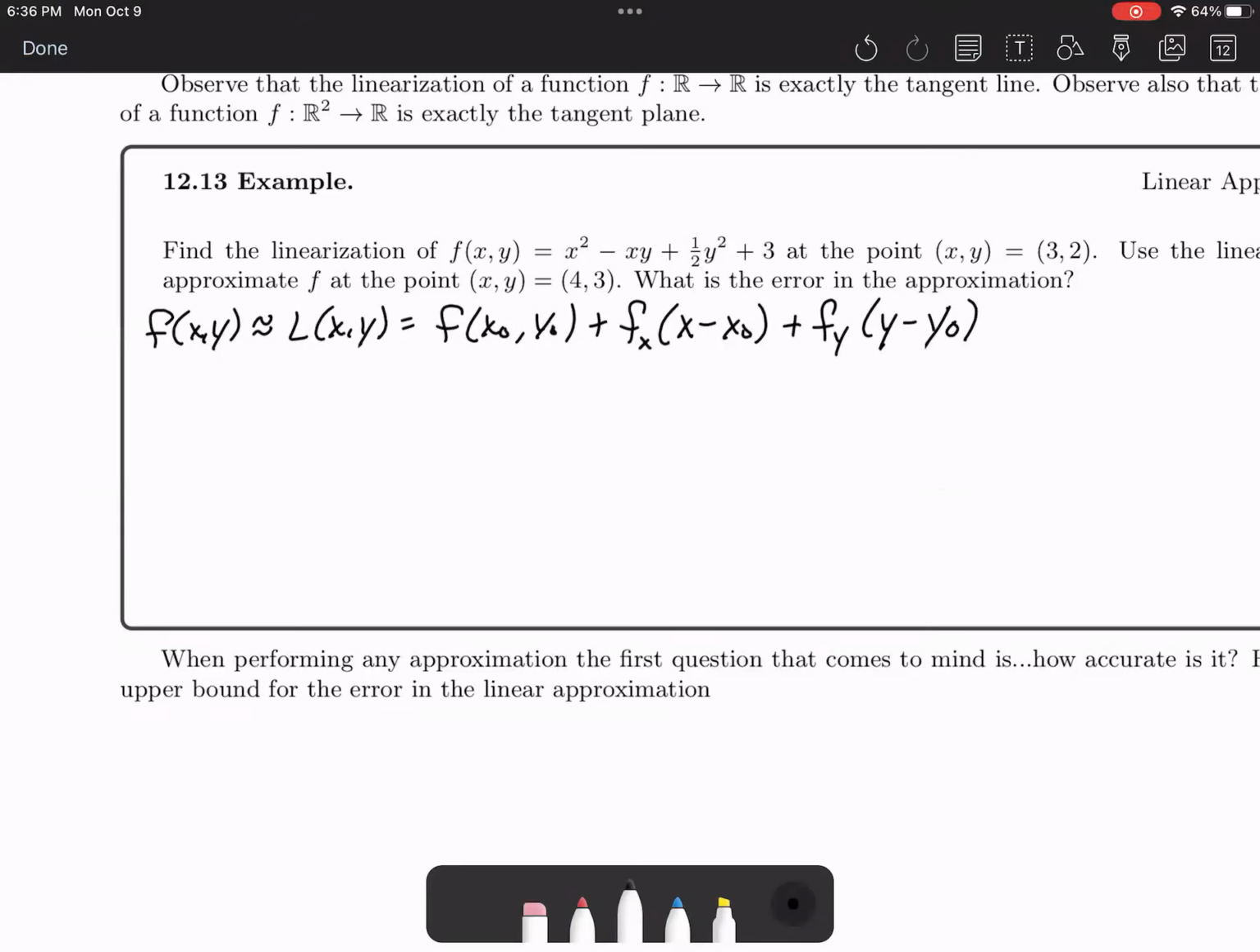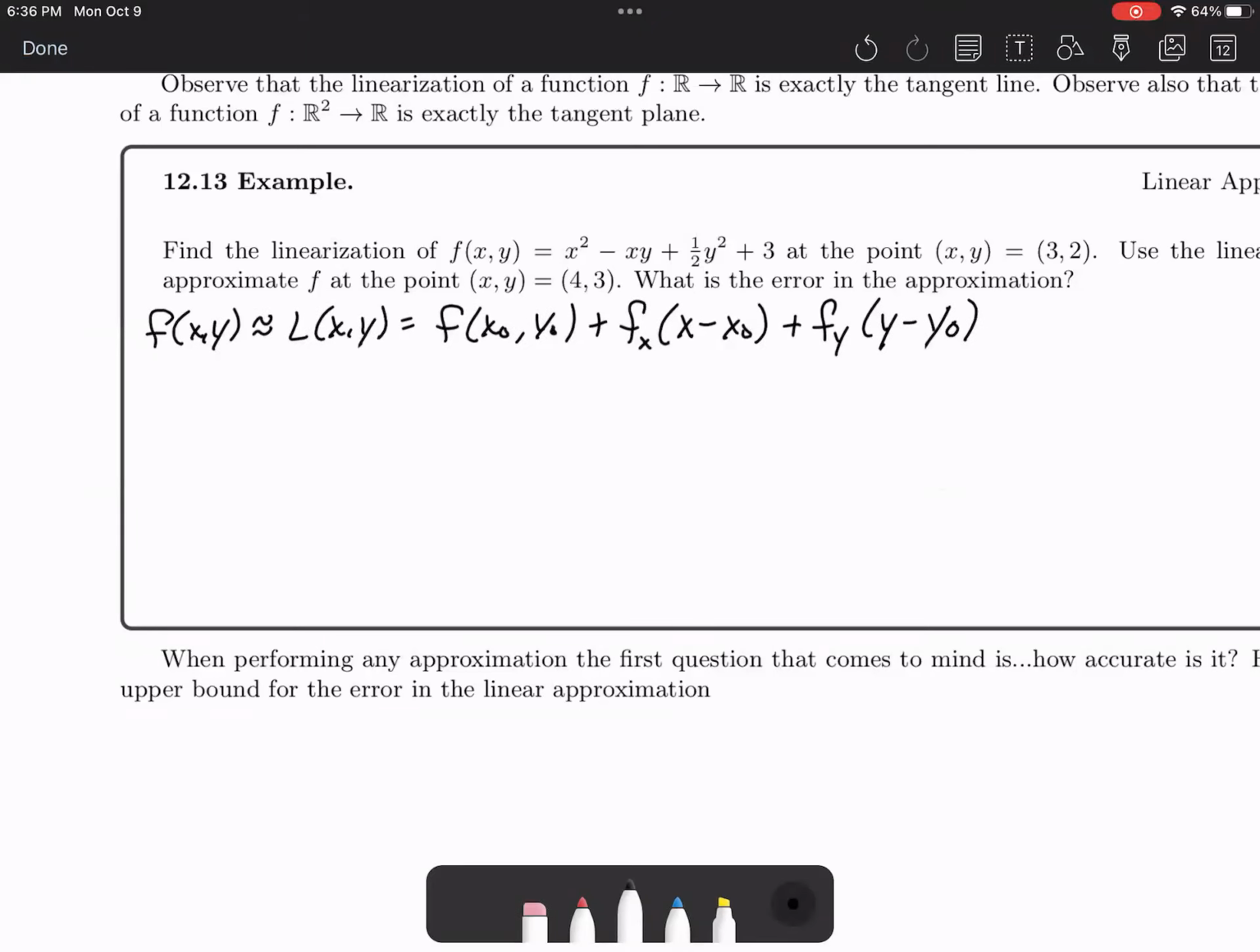So let's go through this. The function value we want to approximate. Is it at the point (4, 3)? No, we want to make our approximation using the point (3, 2) and then use our approximation to evaluate the function at (4, 3). Okay. So that means this (3, 2) is where we want to start our tangent line.